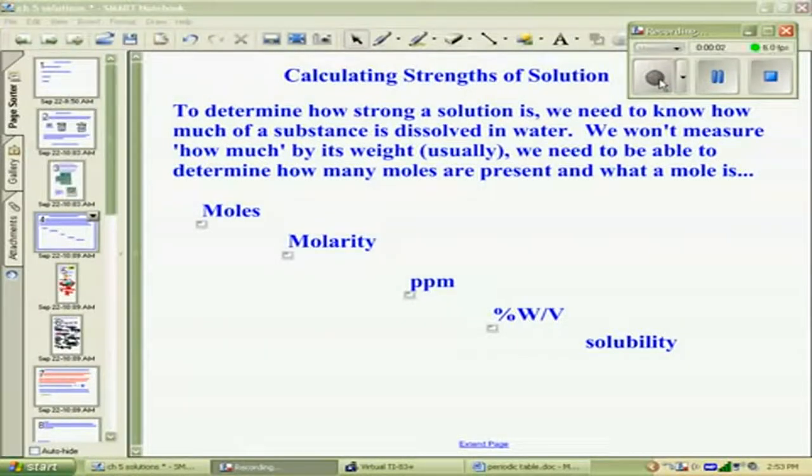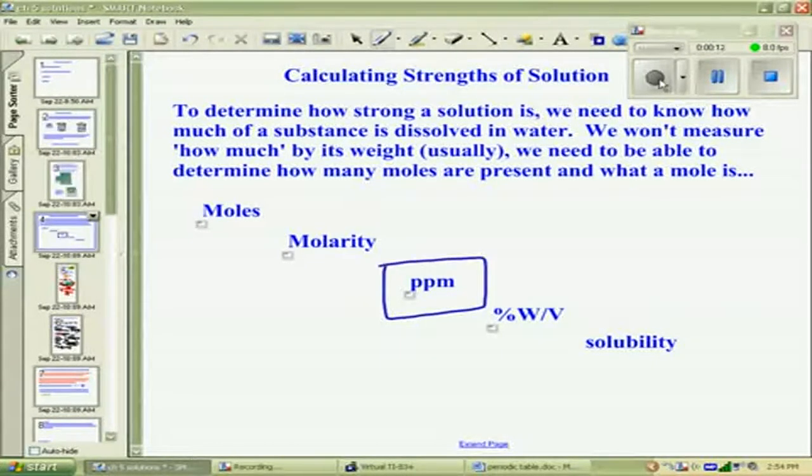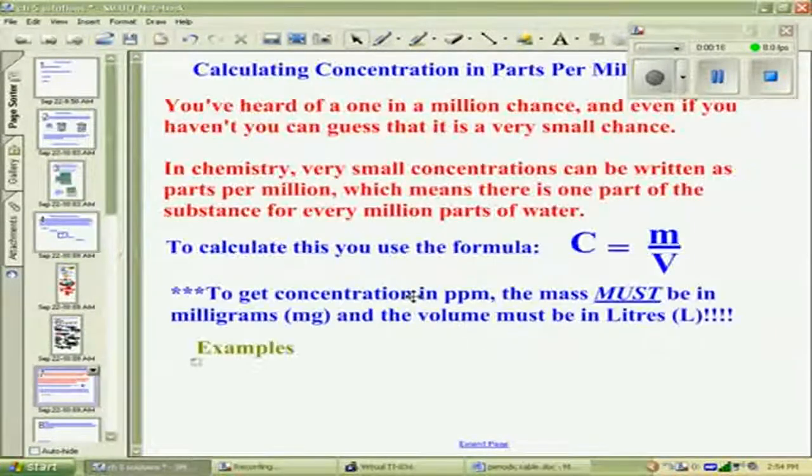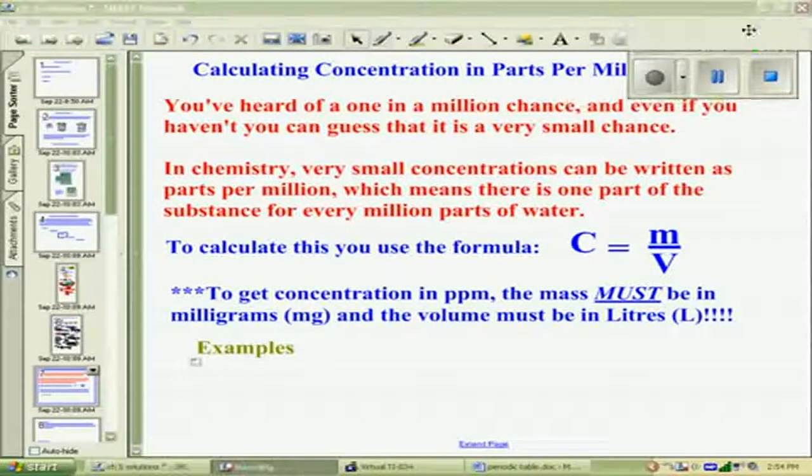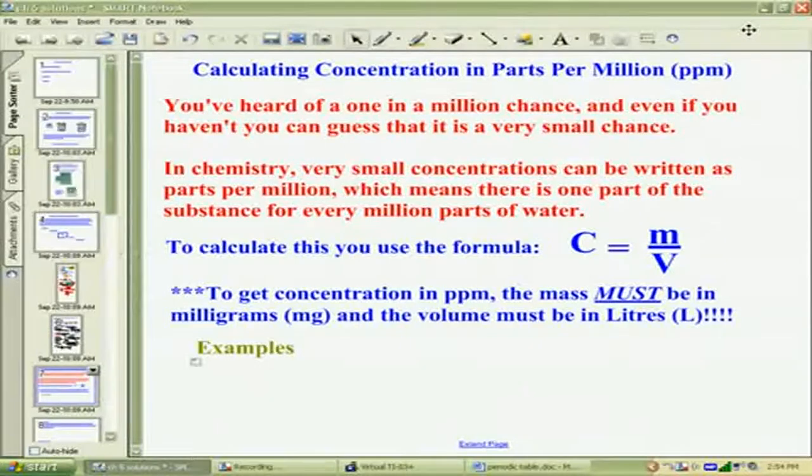As promised, I'm going to continue with a series of videos on calculating strengths of solutions, but this time we're going to look at doing calculations for solutions when we want the concentration in parts per million, or ppm. When you're looking at concentrations in parts per million, you may have heard of a 1 in a million chance. Even if you haven't, you'd probably be pretty certain that it's a very small chance.